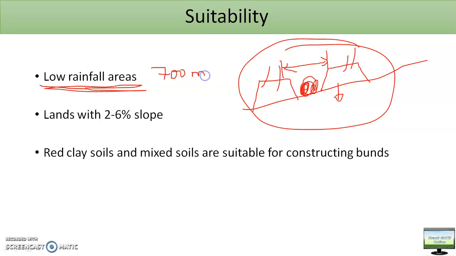And the land slope also you cannot keep too much. Land slope has to be between 6 up to 8%, maximum 8%. You cannot go beyond 8% land slope.